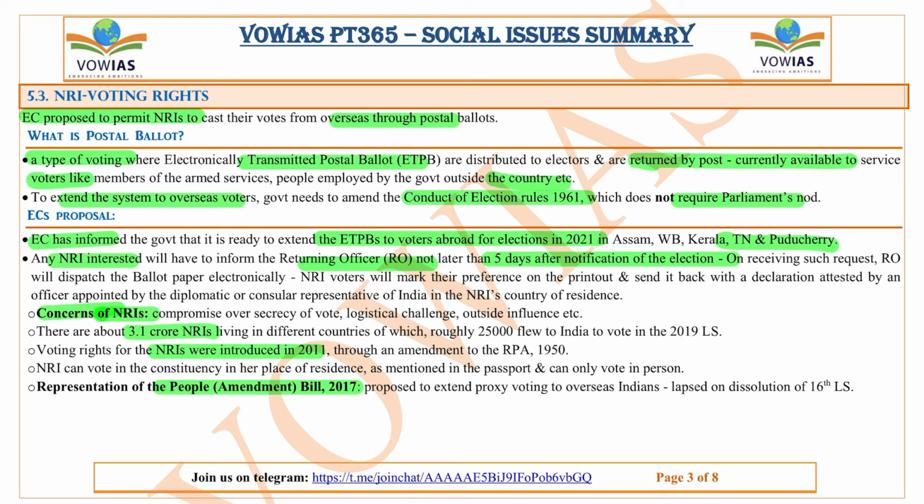Okay, the NRI can vote in the constituency of her place of residence as mentioned in the passport, and can only vote in person. The RPA Bill of 2017 proposed to extend proxy voting to overseas Indians, and this lapsed on the dissolution of the 16th Lok Sabha. So we have to see if any new amendment bill will be brought in.